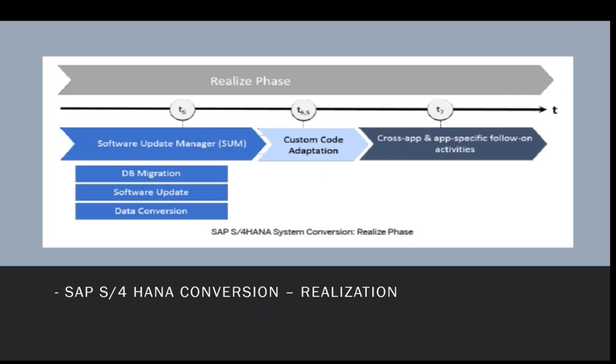These are the three phases which lie under the realize phase. SUM executes the DB migration, that is, the database migration. Software update will take place in the second step, and data conversion will be done in the third step.